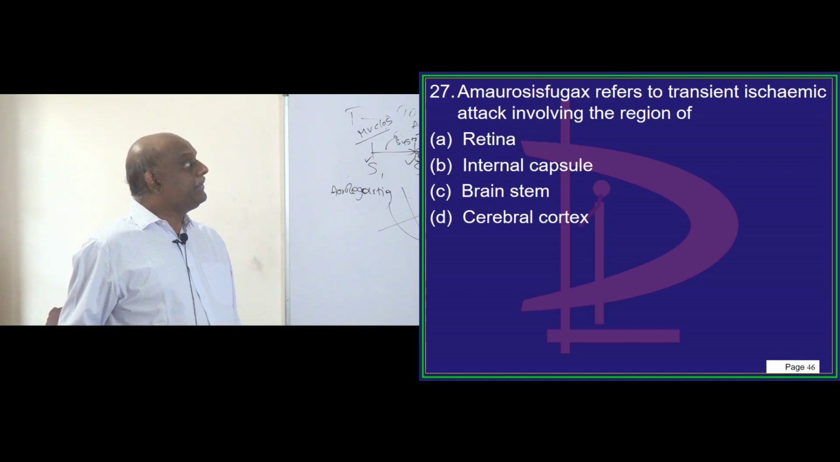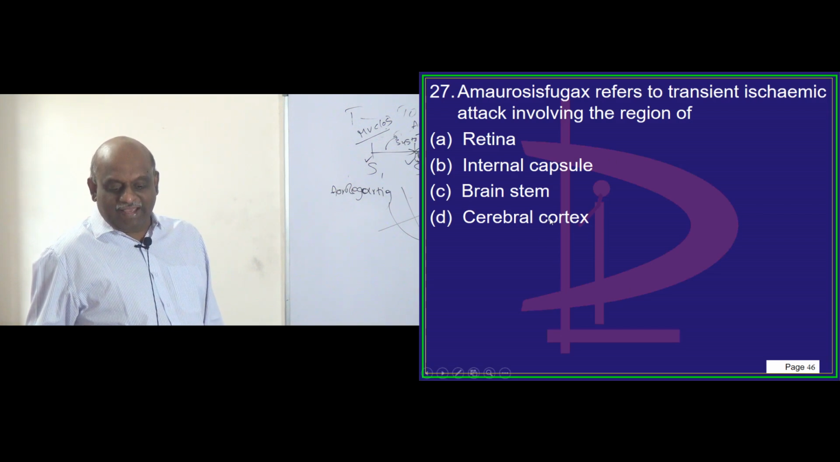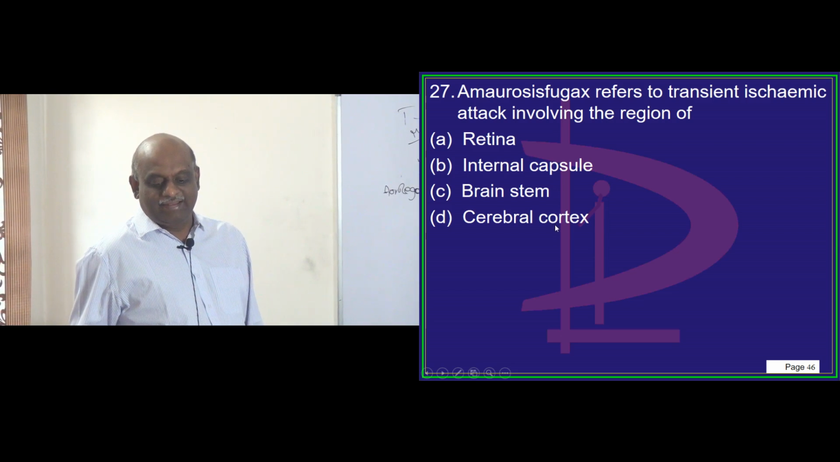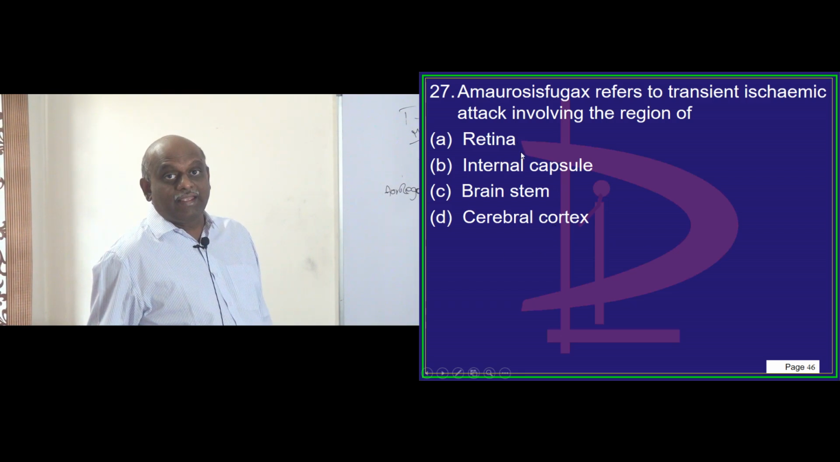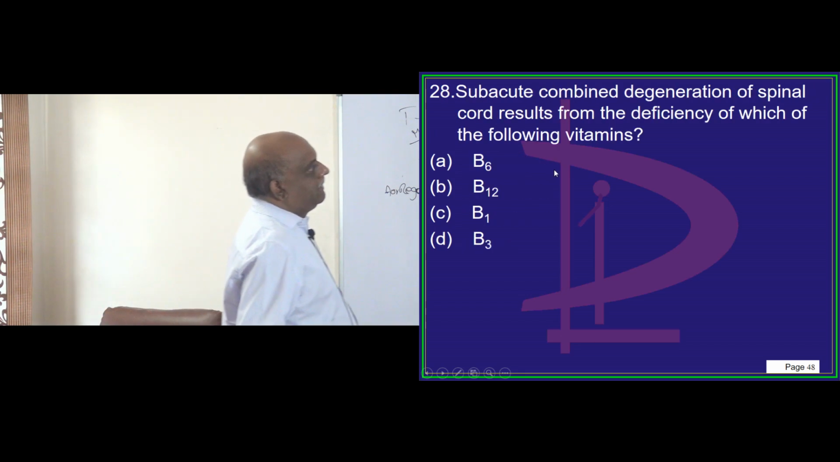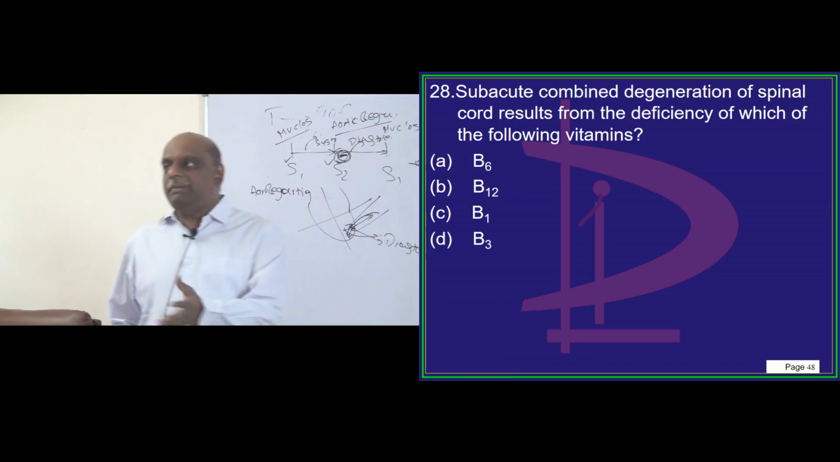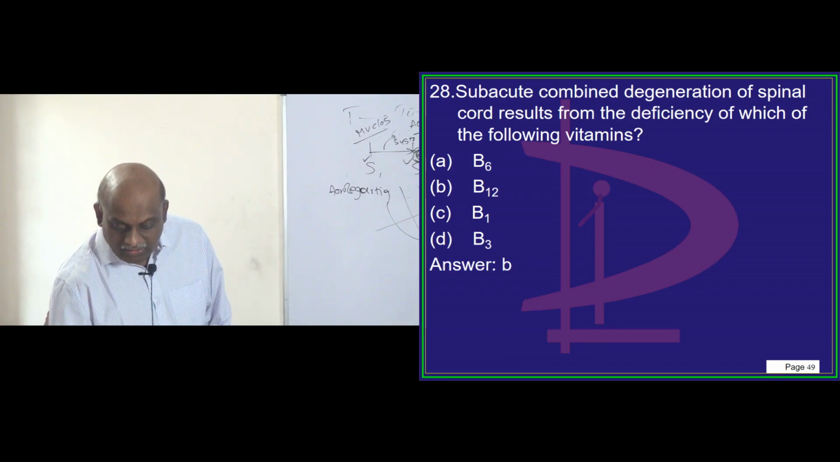No, you are all mistaken. It is not brainstem. Sarim Hussain is presenting, he is saying correctly, retina. Vitamin B12, subacute combined degeneration of the spinal cord, as all of you know very well.